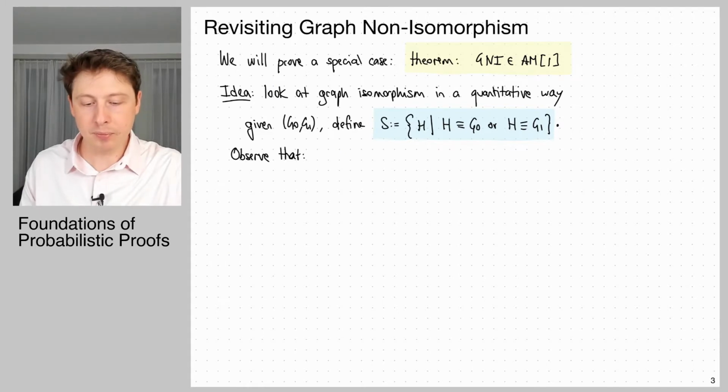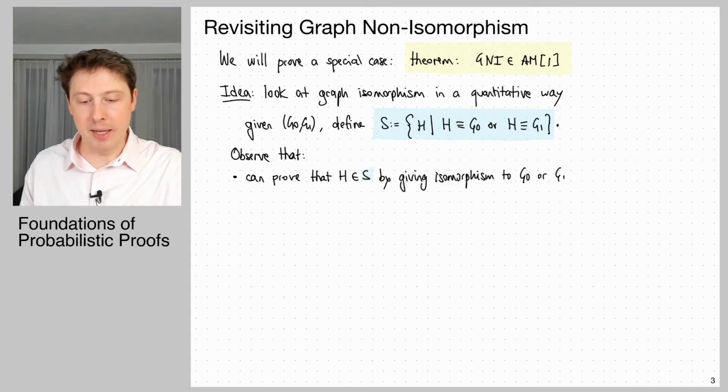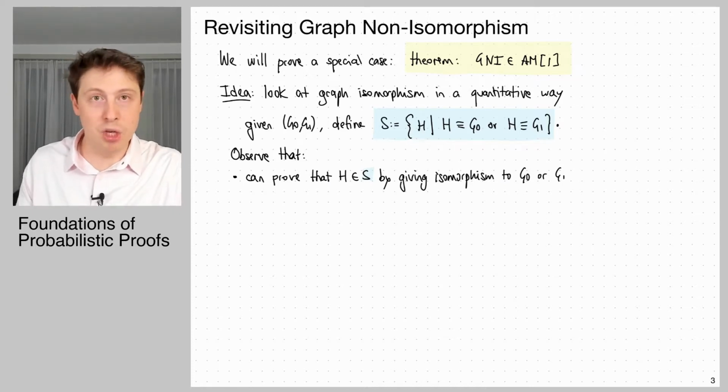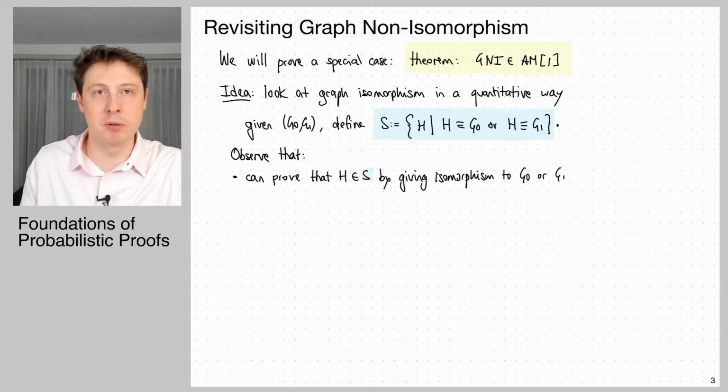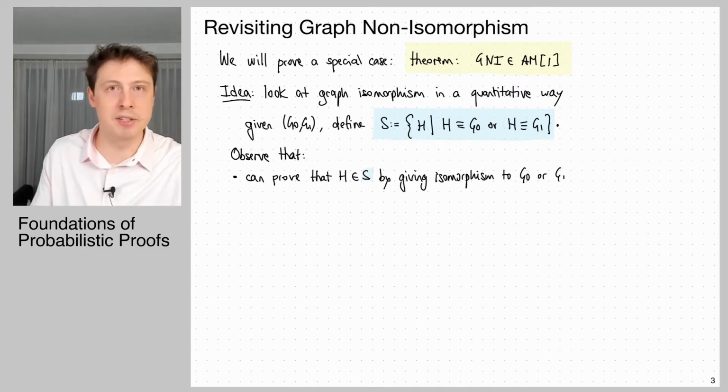Now, notice that if I have a graph H that I claim is in this set S, and I'm the prover, I can convince you of that because I just give you H, the graph allegedly in the set. If H really is in the set, it means it is isomorphic to either G0 or G1, and I can just give you an isomorphism that shows that, so I can convince you that an element is indeed in the set. Okay, so this kind of set is in NP.